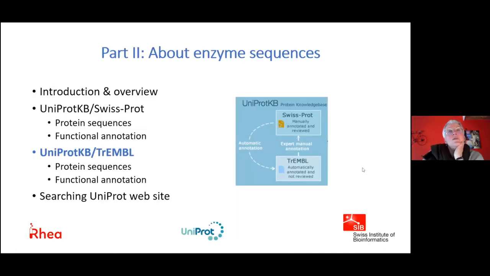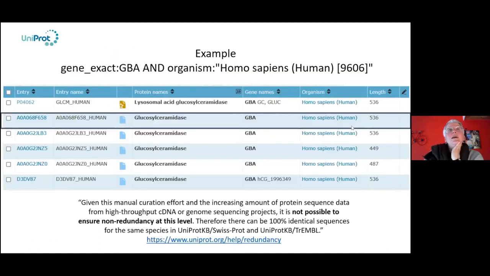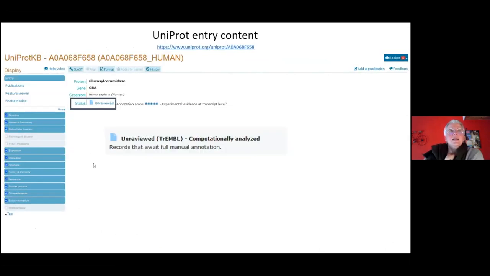Now I will just say a few words about TrEMBL. So if I go back to the query I did at the beginning, I will choose this entry, which has exactly the same number of amino acids as the Swiss-Prot entry. So we will focus on this TrEMBL entry here. When you click on the TrEMBL entry, you see that you are in a TrEMBL entry because the status is unreviewed. It means that in this case, it has been only annotated by computer prediction, and these records are waiting for full manual annotation.